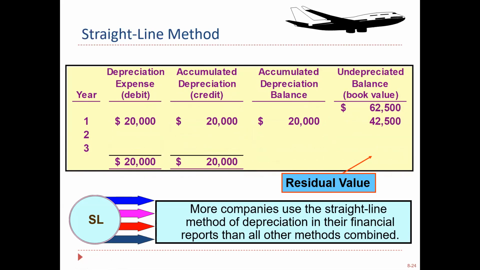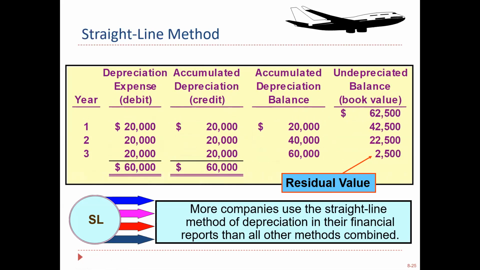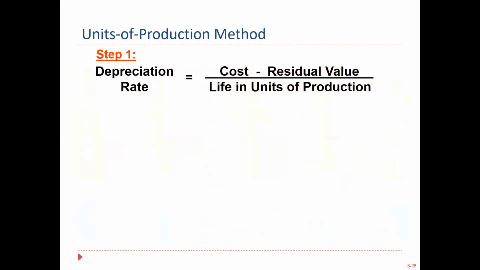So after the first year, we debit depreciation expense, we credit this. Our accumulated depreciation balance after the first year is 20. After the second year, the accumulated balance is 40 and then 60. And we are left with a balance that equals the residual value. That's exactly where we must be at the end of the depreciation. Okay? I think we're okay with that one.